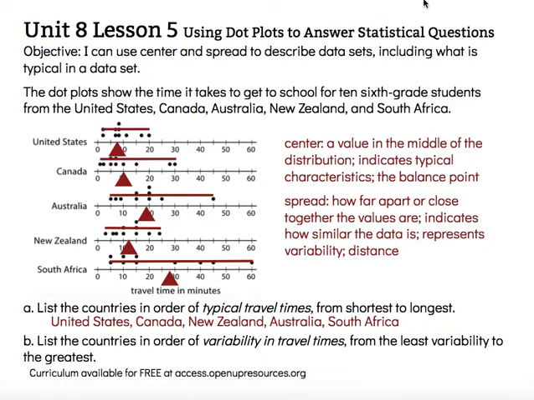And then, continuing from there, Canada and Australia, and then South Africa. Those were a little easier to distinguish. So that order from least variability to greatest is United States, New Zealand, Canada, Australia, and South Africa.